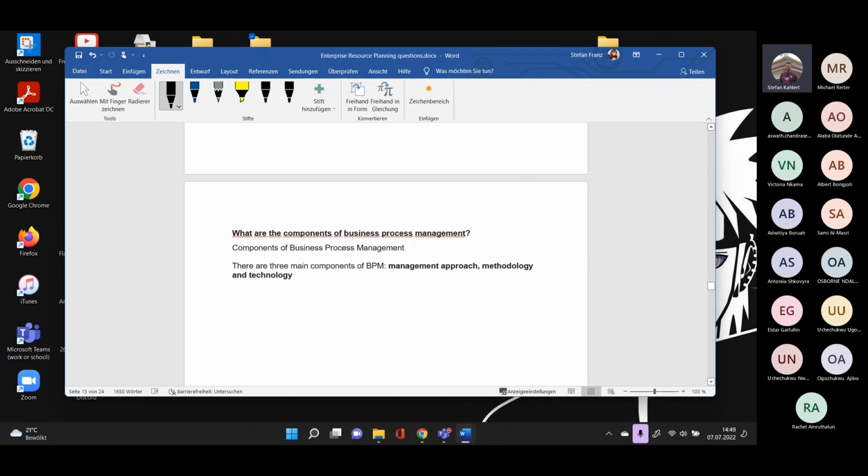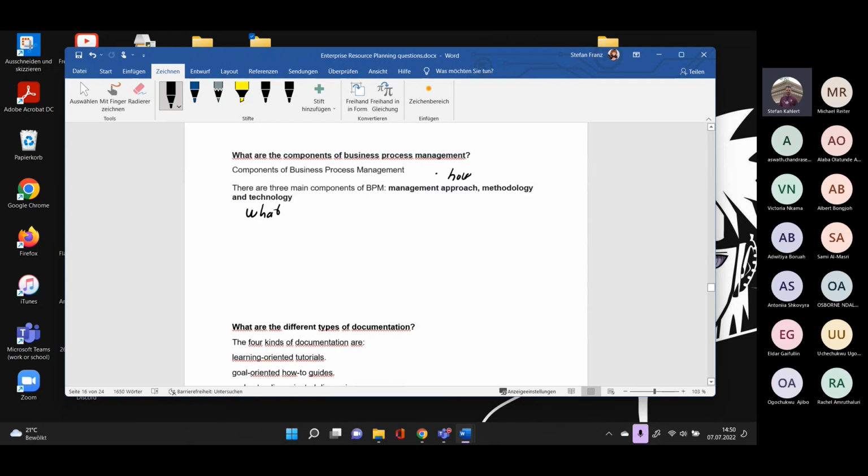Components of business process management: approach, methodology, and technology. So this is the question on how you do that, and with what. What technology do you have in place for business process management? Is it an SAP system? Is it something else? How do you approach it, and what will be your methodology? Also here, such an answer is enough.